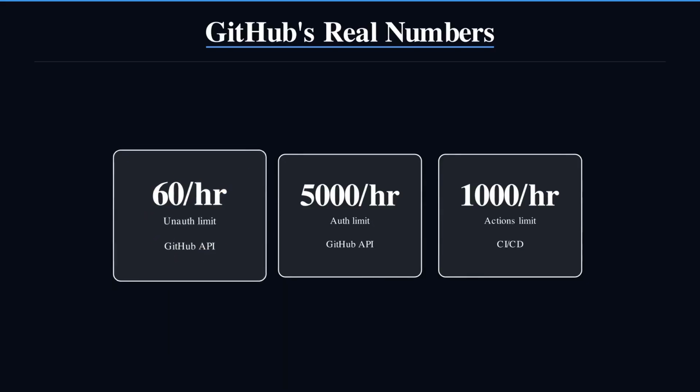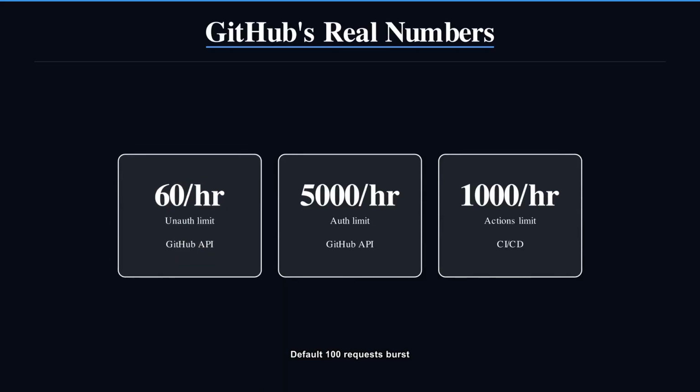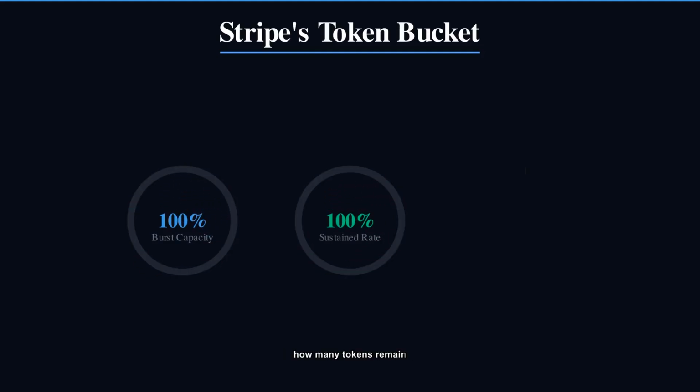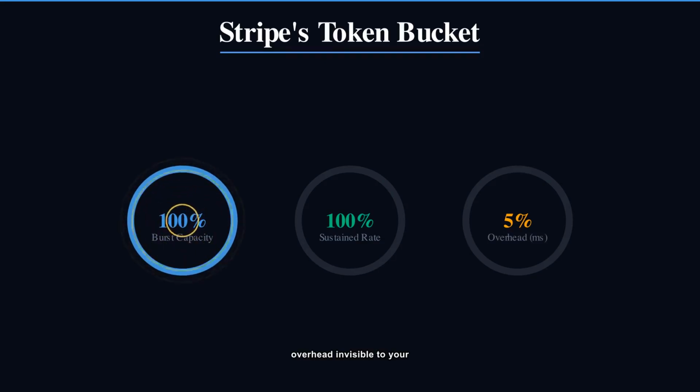Stripe runs pure Token Bucket. Default, 100 requests burst capacity, refilling at 100 per second, sustained. Every response carries X-RateLimit headers showing exactly how many tokens remain. Their Lua script adds half a millisecond of overhead, invisible to your app, invaluable to their infrastructure.